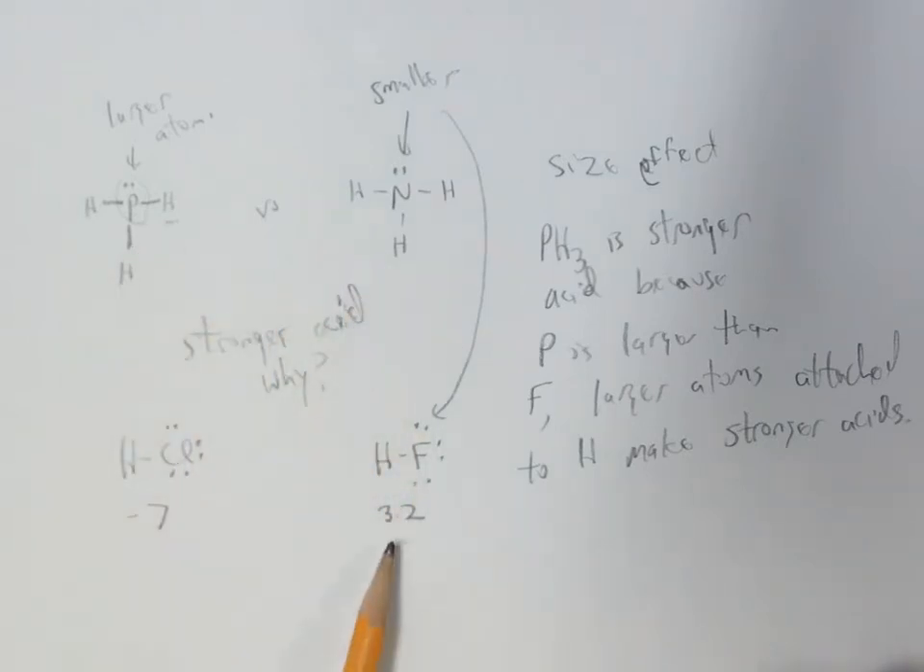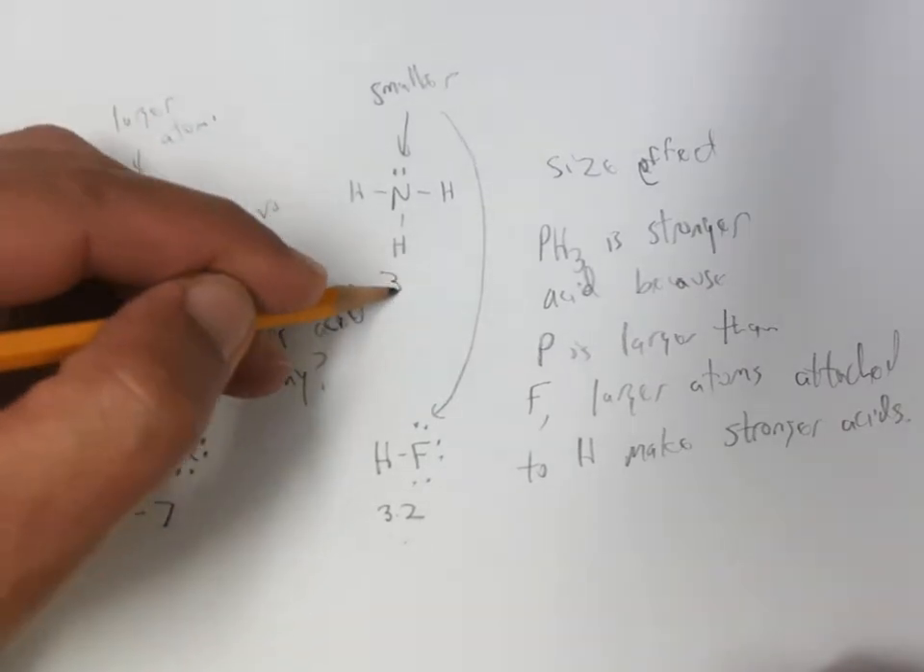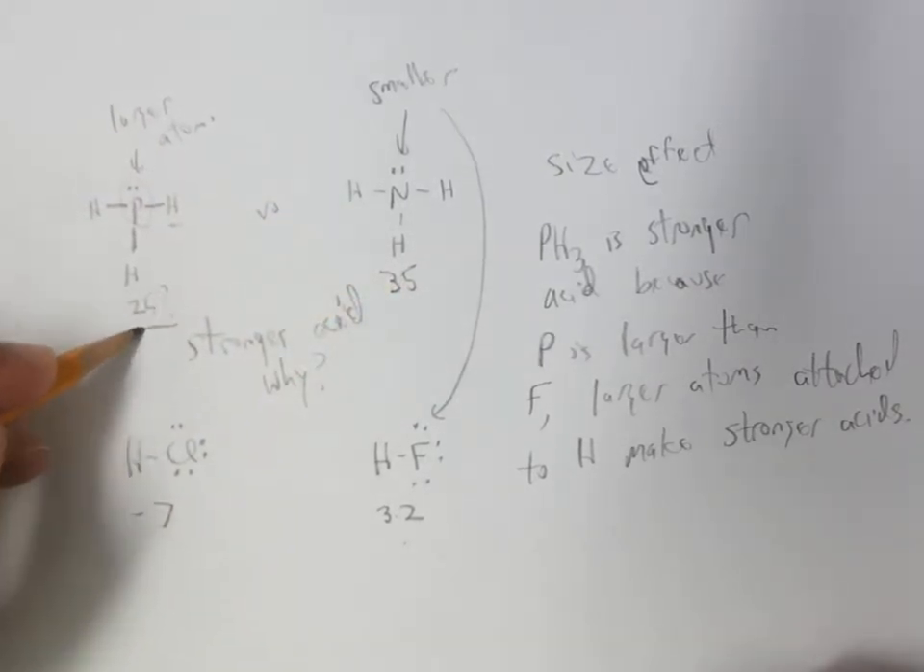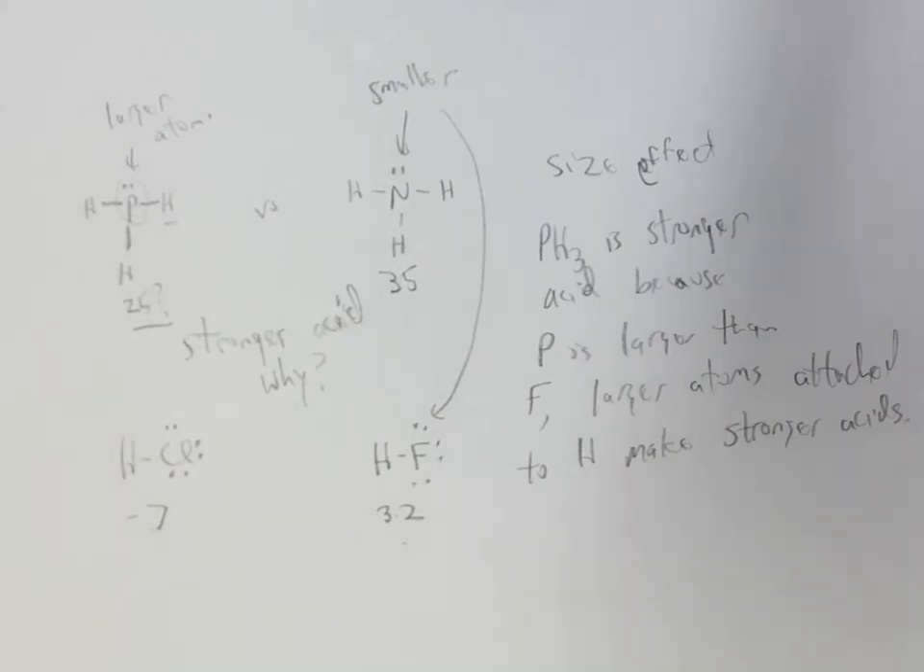And if we wanted to get quantitative, it looks like we decrease the pKa by about 10 units going from here to here. If we know this is 35, we might guess this is maybe pKa 25. So we definitely are going to expect the phosphine to be a stronger acid than the ammonia, because the phosphorus is a larger atom than the nitrogen.